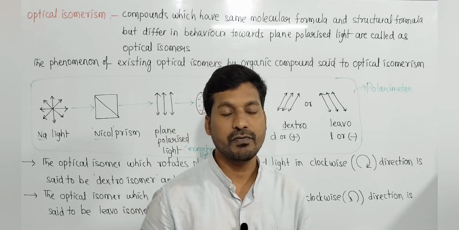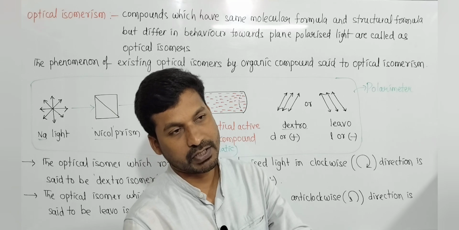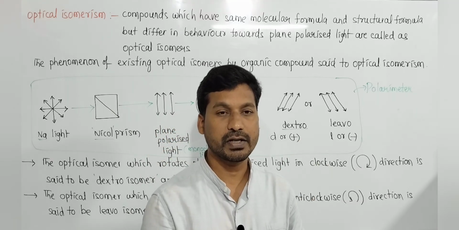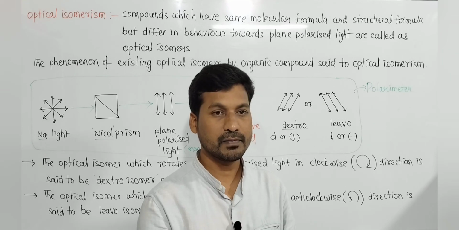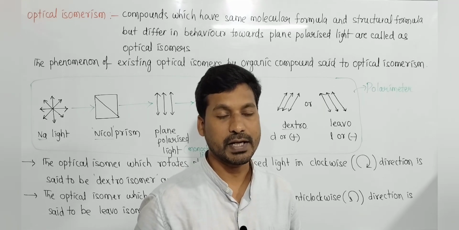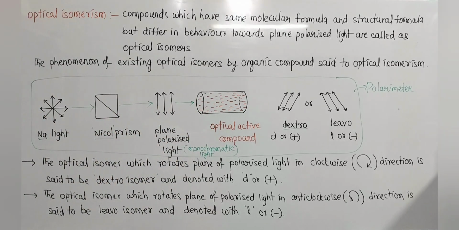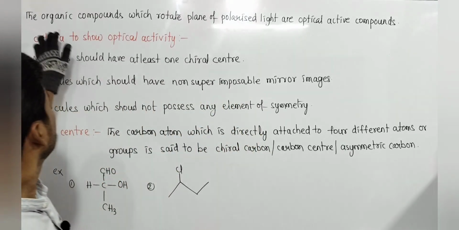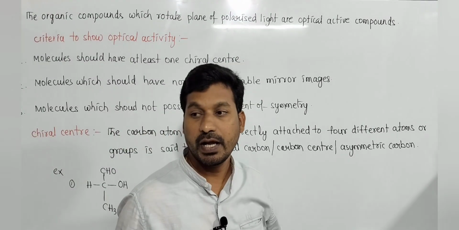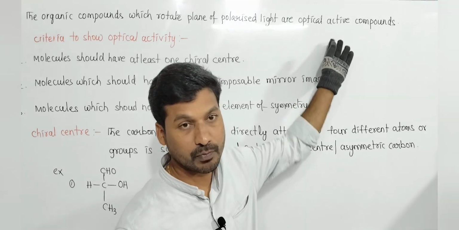Thus, dextro and levoisomers are optical isomers. Dextroisomer rotates plane polarized light in the clockwise direction. Levoisomer rotates plane polarized light in the anti-clockwise direction. If a compound rotates plane polarized light, that is an optically active compound. Next, organic compounds which rotate plane polarized light in a polarimeter are called optically active compounds.